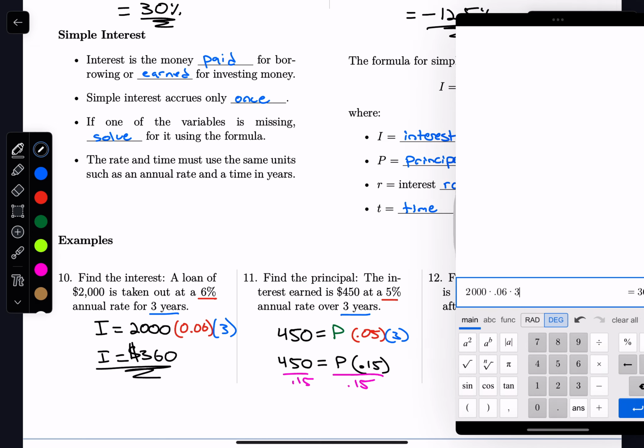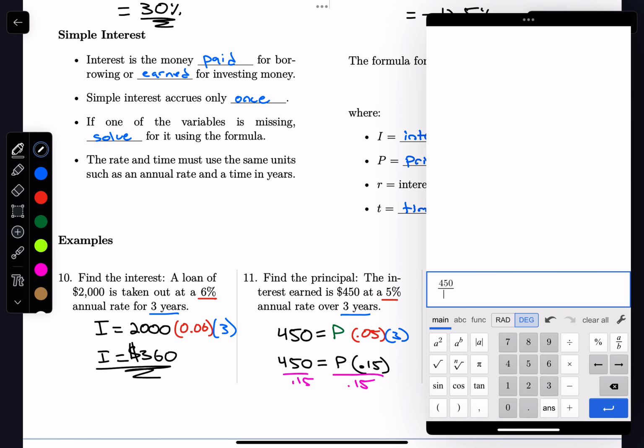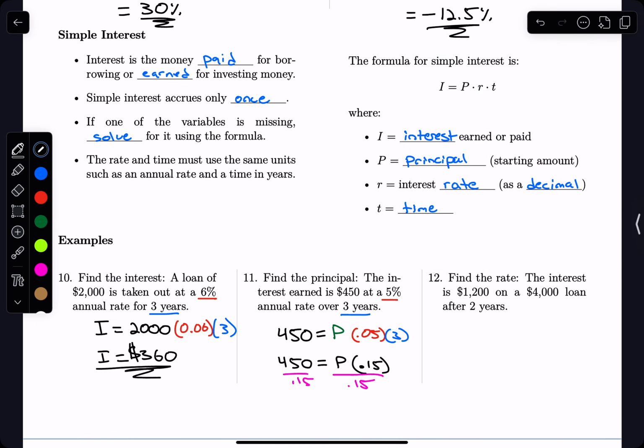So when I type now into my calculator, 450 divided by 0.15, it comes out to 3,000. So that tells me that the principal was $3,000. So I throw my dollar sign on it. And what that means in context is that in order to earn $450 of interest at 5% over 3 years, I would need to invest $3,000 to make that happen. All right, number 12 is the hardest version of this, which is where we find the rate. Okay, and the only reason it's the hardest is because we have to remember to convert to a percent at the end. Because notice in the first two problems, the rate was a percent.